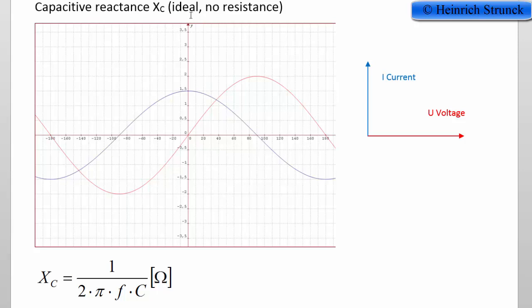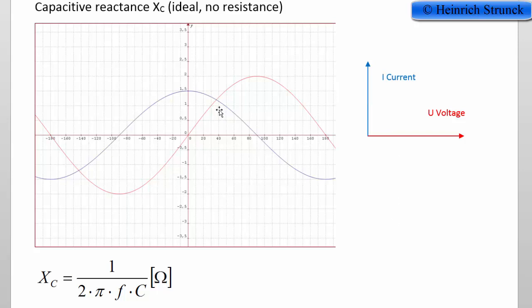Again, it is an ideal capacitive reactance, which means that we have no resistance in a capacitor. It is much easier to make an ideal capacitor than an ideal inductor, so normally we think that the capacitor is perfect or ideal. When you look at the vector, we can see that here the current is in front of the voltage, so it is leading 90 degrees.